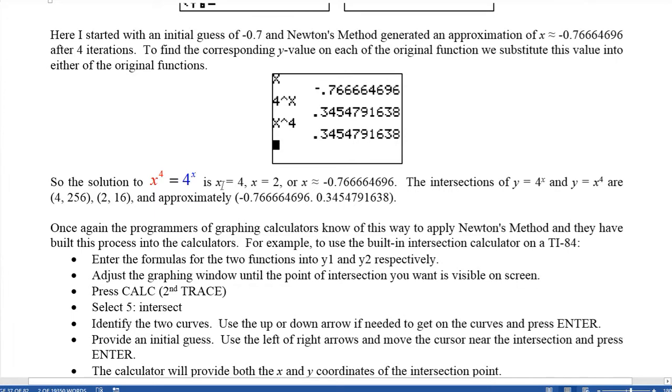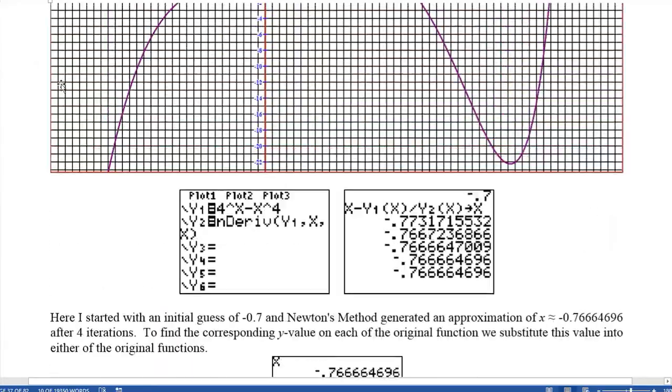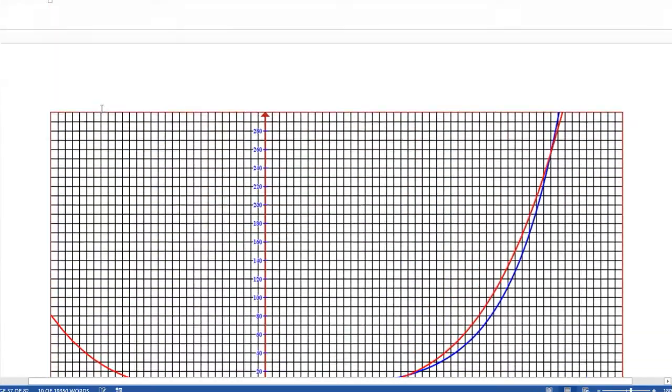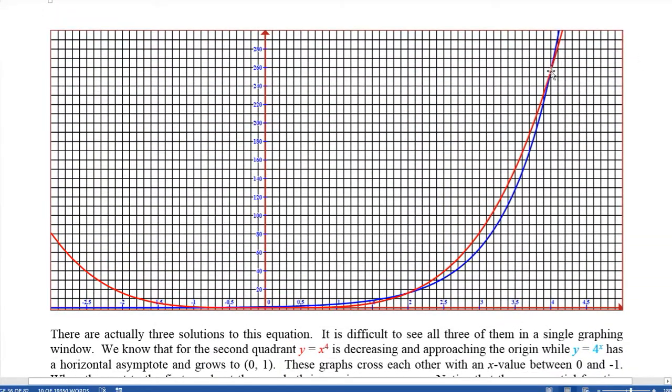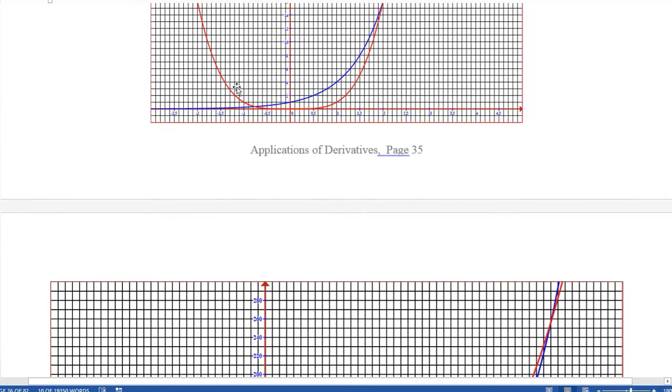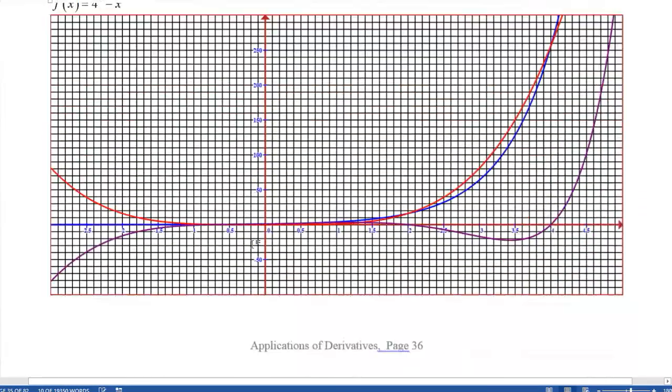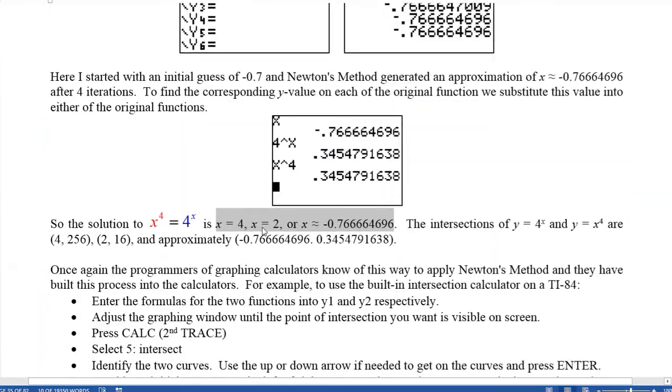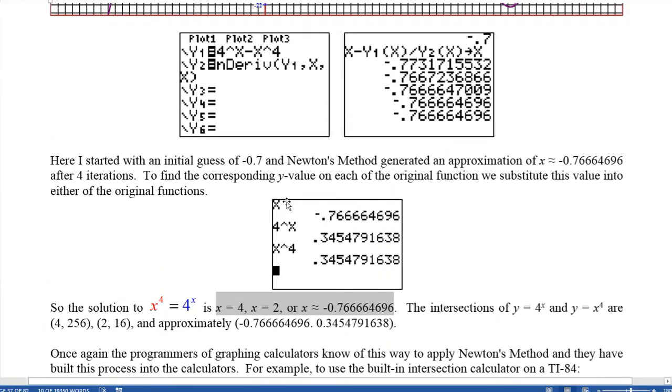And so the x values are x equals 4, x equals 2, or x is approximately that value we just came up with. However, if we want to find the ordered pairs of the intersection of the two graphs, the intersection of the red and blue graphs, so we got one here, and the one that's right over in here, better seen here, then we need ordered pairs, so we need to take that x value, which is stored in x still, and then do either 4 to the x or x to the 4th.